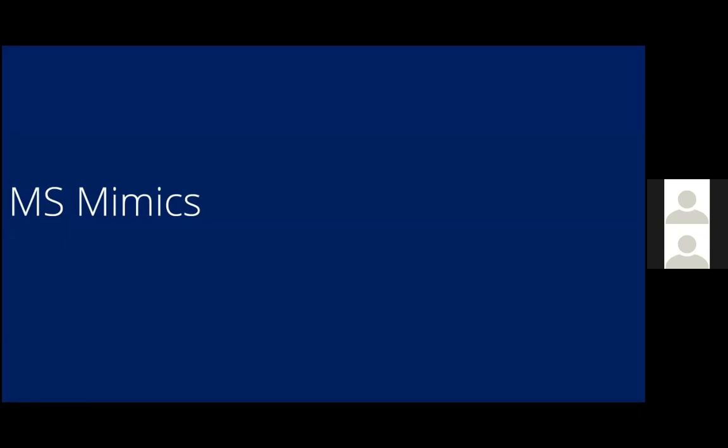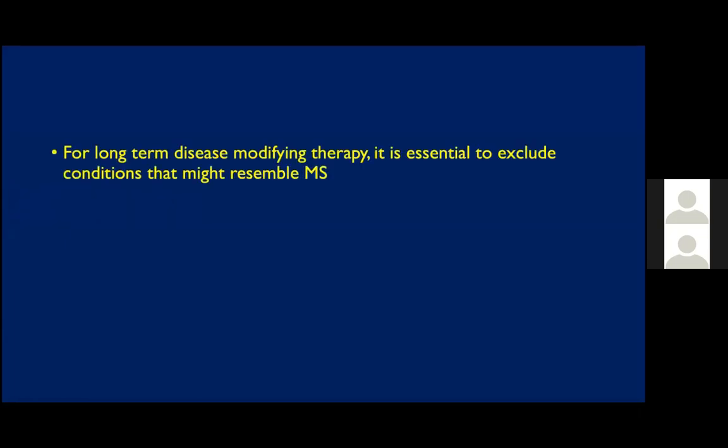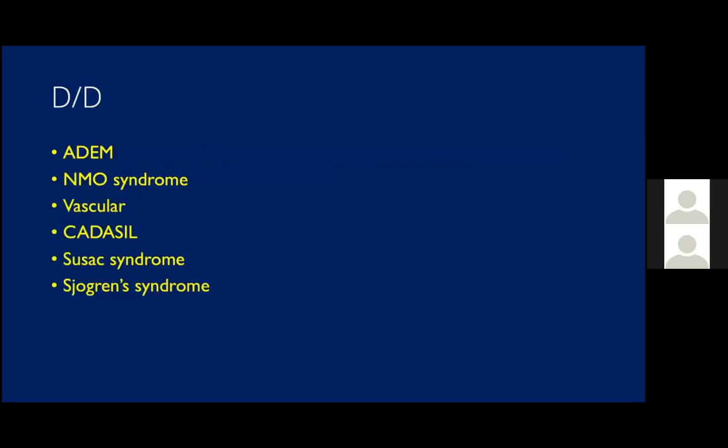So, other diseases which can mimic MS. It is important to know about these other diseases, because long-term disease modifying therapy is very costly and it is a long therapy. So it is essential to exclude conditions that can resemble MS. So correct diagnosis is very important.